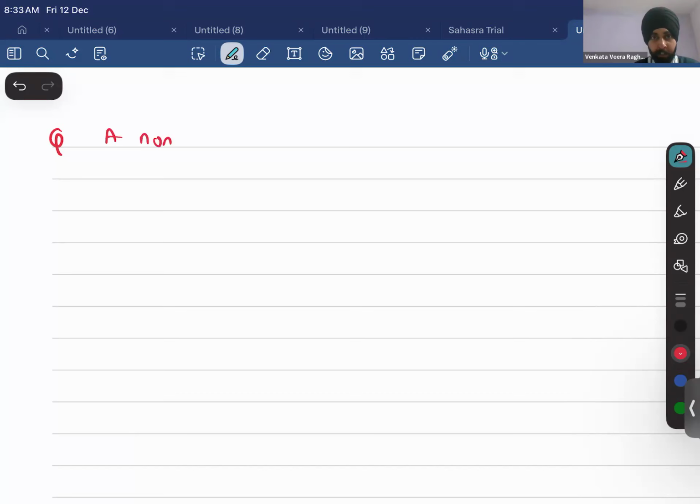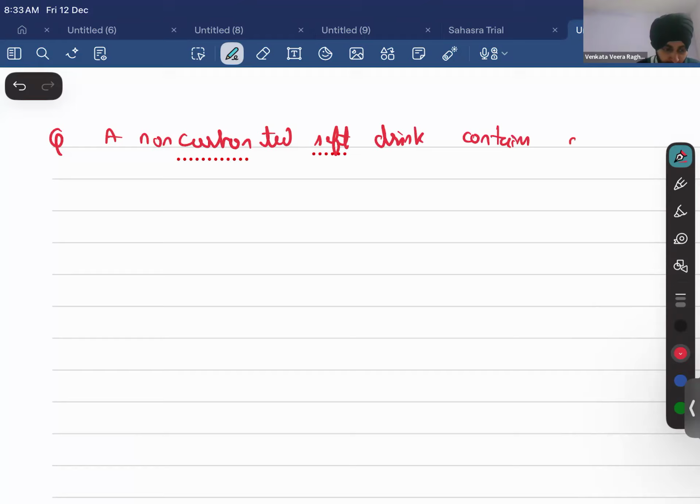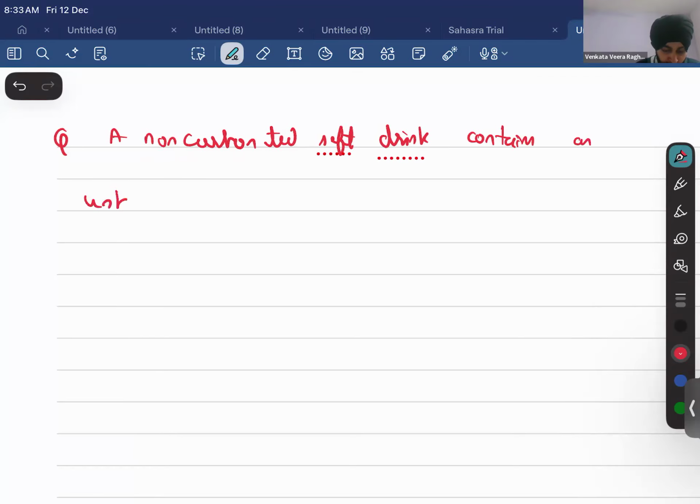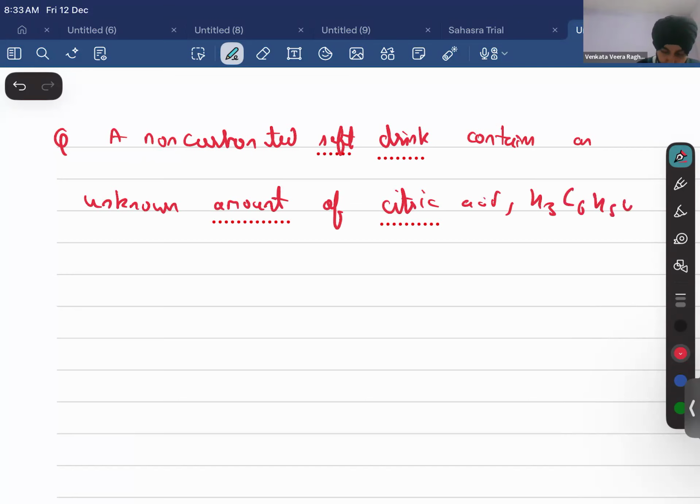See how the AP asks you a question, Ram. A non-carbonated soft drink contains an unknown amount of citric acid. The formula is also given to you as H3C6H5O7.